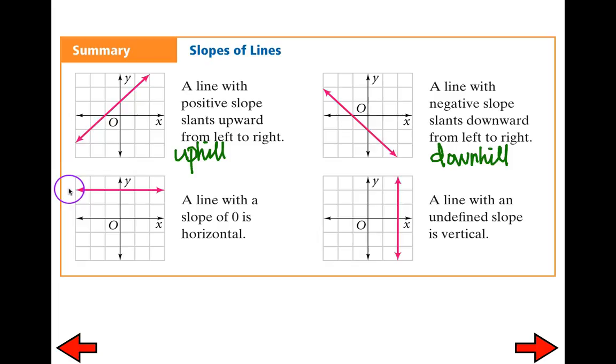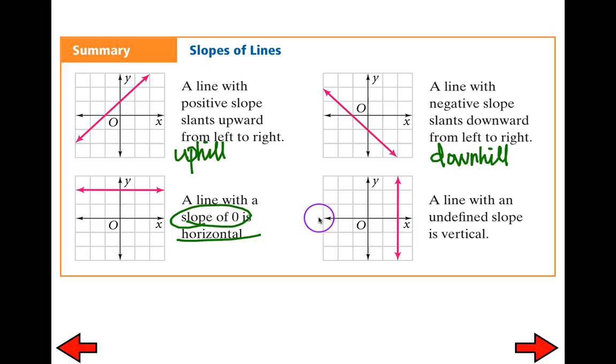Here, reading it from left to right, this one, of course, is called a horizontal line. The slope is 0. Why? Because it doesn't go up, nor does it go down. Nothing's happening, so it's a slope of 0.